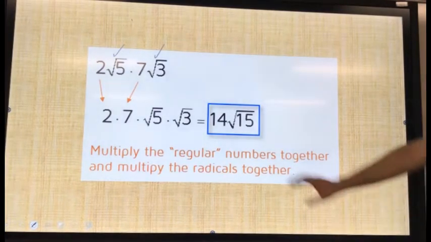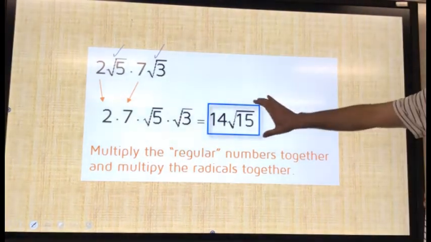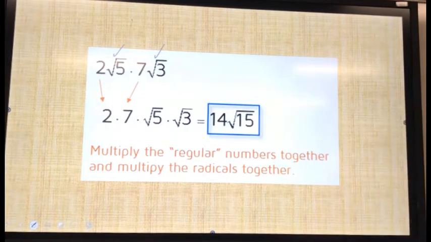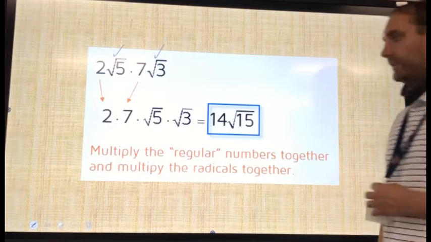And again, you can multiply this in your calculator. You just multiply this in the calculator. But after that, you simplify. And then you're going to simplify it, which we'll see with these examples here.